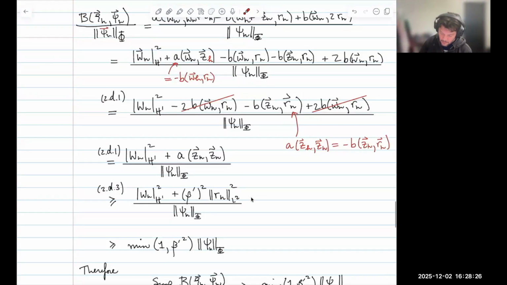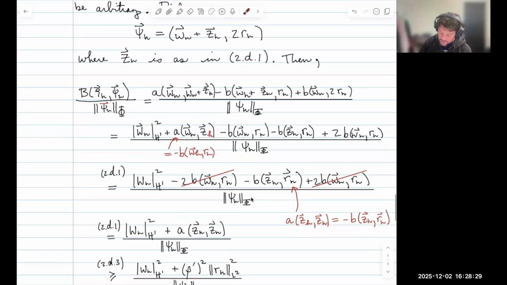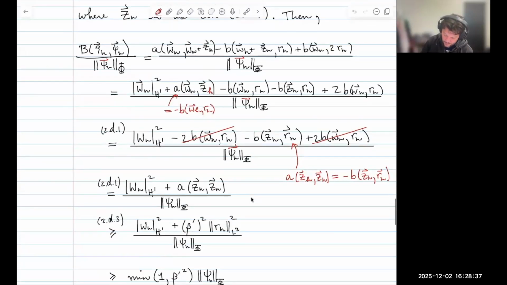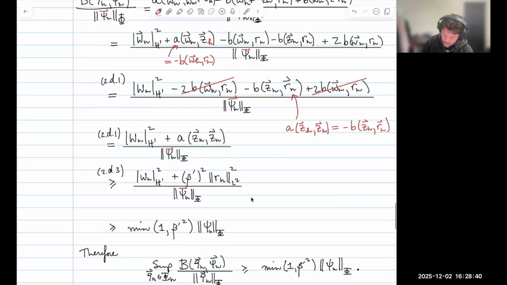Let's see, have I been? I guess I started off using arrows. Let's just be consistent here. Probably shouldn't have used arrows for that guy, but okay. In any case, there's a norm squared on the top and a norm on the bottom. And so one of the norms on the top cancels with the norm on the bottom, to leave the norm of psi h on the top. Of course, I still have my coefficients, which is the min of 1 and beta prime squared.